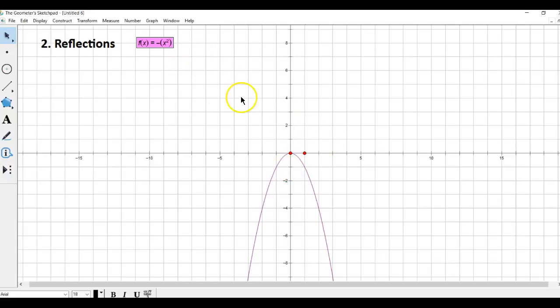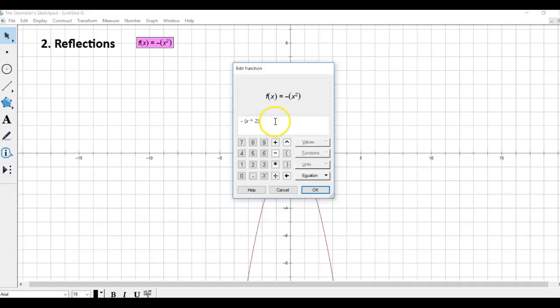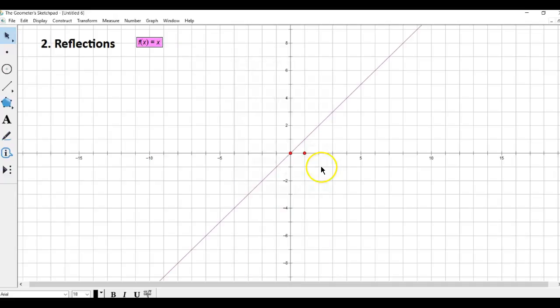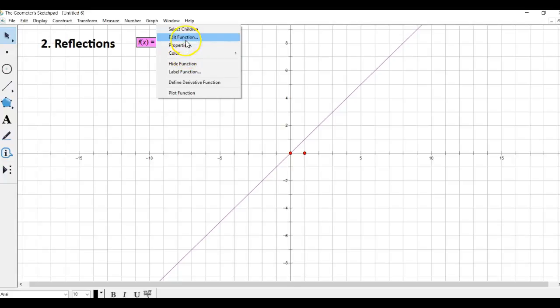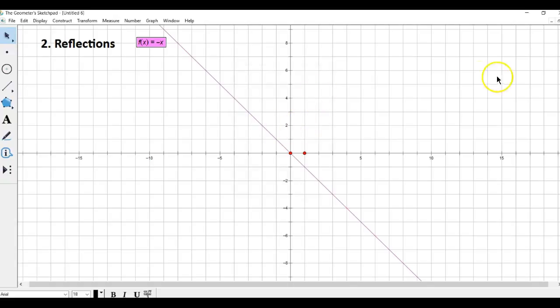Right, let's have a look. I'll get rid of that one. Perhaps we'll go in here and edit the function and just delete the whole thing. And what we might look at now is just the straight line x. That's y equals x, you see? Now what happens if we edit that function and just put a minus in front of that? And there we go. It reflected in the x-axis. So there's another example of that.